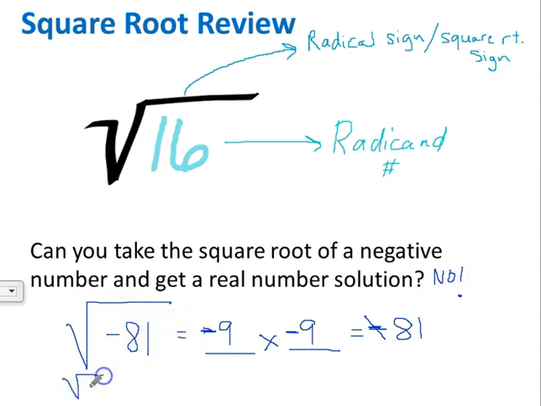Can we take the square root of 0? We can. It's actually going to be 0, because 0 times 0 equals 0. So you can, in fact, take the square root of 0, but you cannot take the square root of negative numbers and get a real number solution.